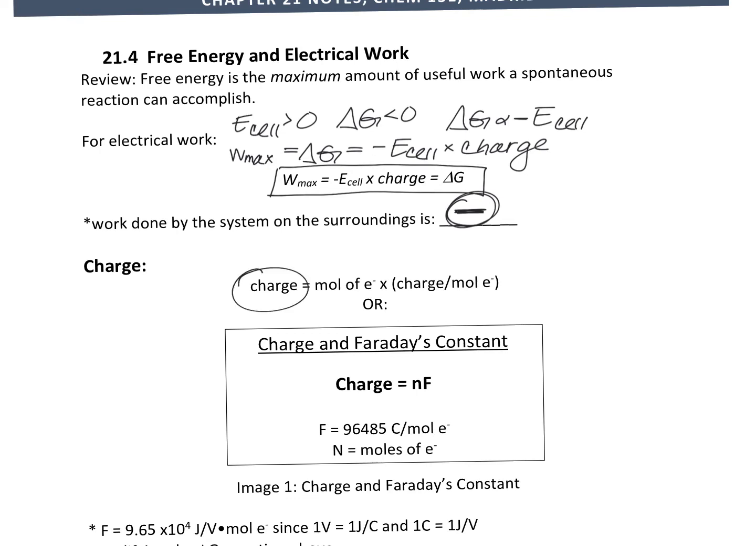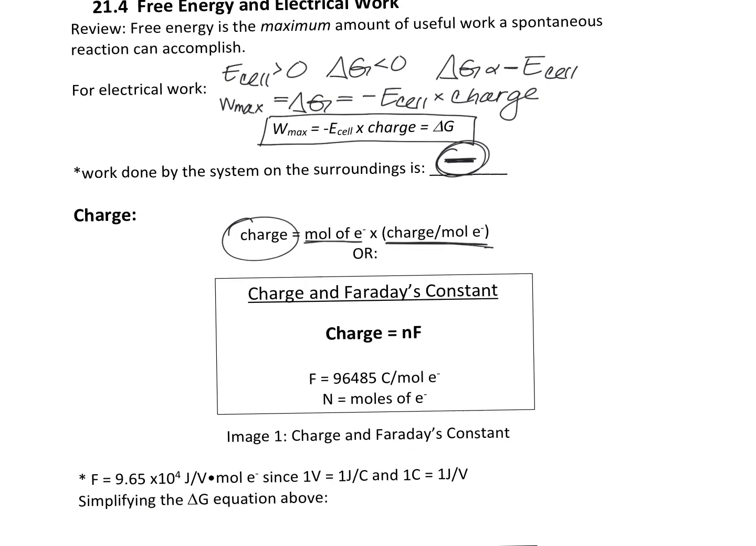Charge is equal to the moles of electrons that are being transferred in a reaction. It could be 1 mole of electrons, it could be 2. You know that by looking at the balanced reaction or the 2 balanced half reactions, and there should be the same amount of electrons on either side. That essentially tells you how many electrons are being transferred. So moles of electrons times the charge that is present per mole of electrons. Okay, what is that equal to?